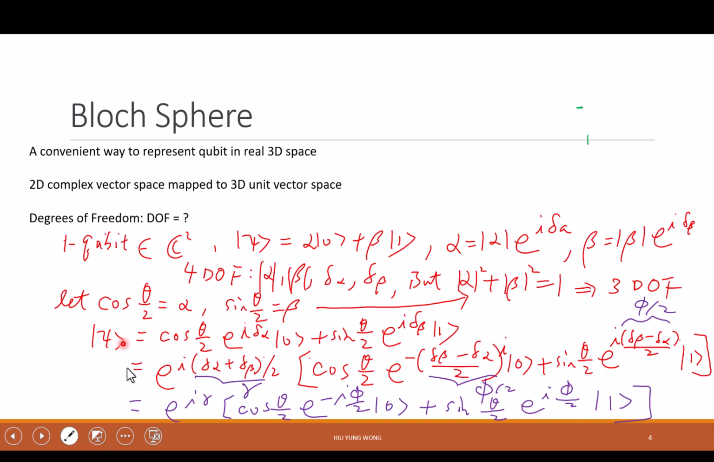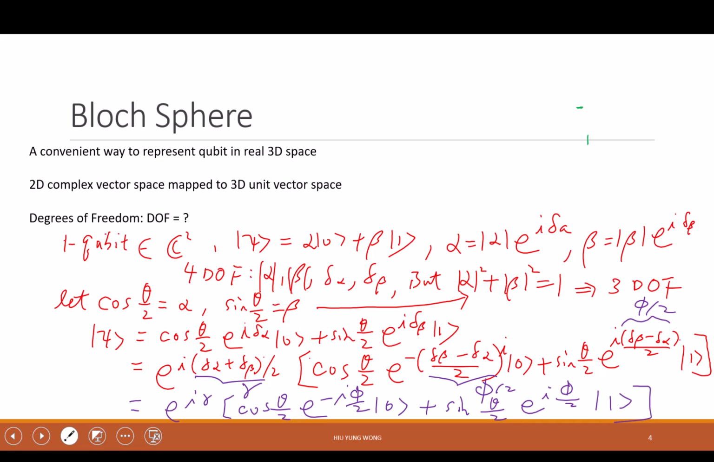But in summary, I can say that my wave function here, actually, I combined the phase to here already, is equal to cosine theta divided by 2 times e to the power i delta alpha, 0, plus sine theta divided by 2 times e to the power i delta beta, 1. Right? 3 degrees of freedom. Is this okay?